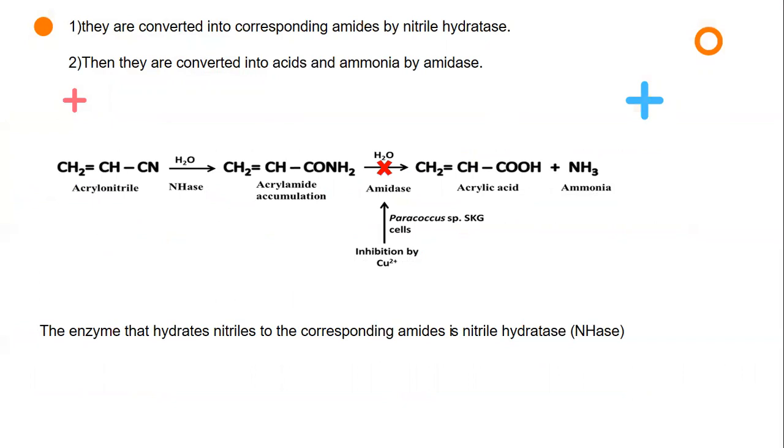So here you can see acrylonitrile is converted into acrylamide, which accumulates, by nitrile hydratase, and it is then converted into acrylic acid and ammonia by amidase. As I told you, Paracoccus whole cells are used so that they act as a catalyst instead of using copper as in the catalytic process. Nitrile hydratase is the enzyme that adds water to, or hydrates, nitriles to corresponding amides.